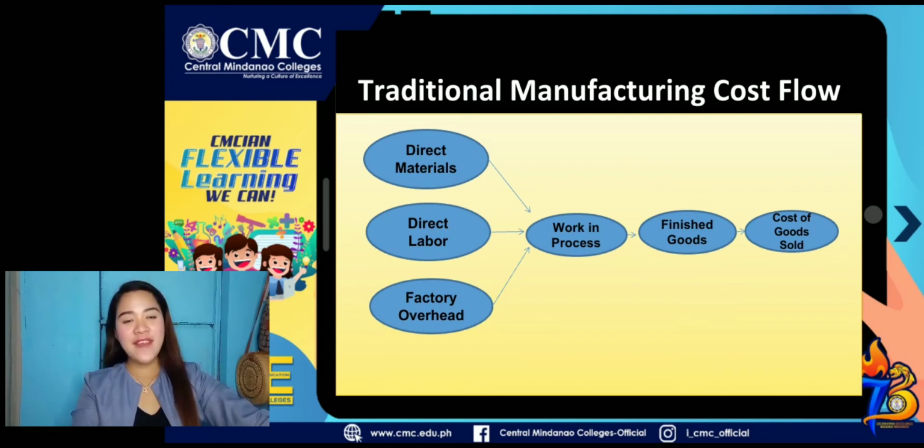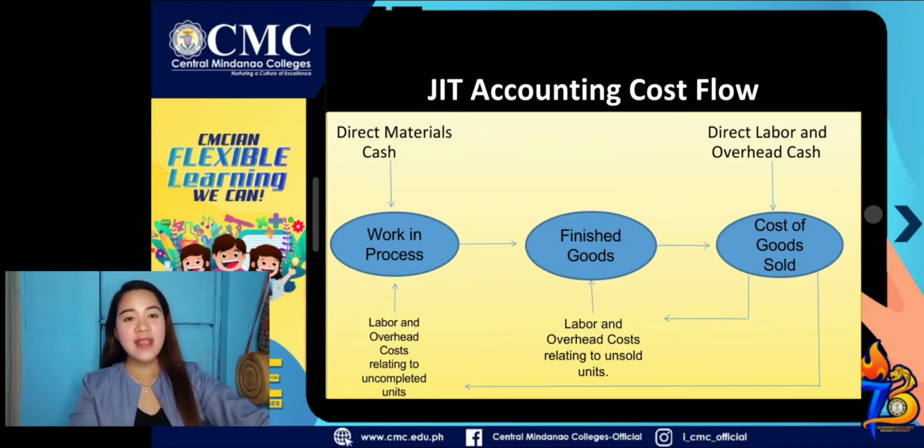So next, we have the traditional manufacturing cost flow, which is the direct materials, direct labor, and factory overhead. It is the work in process, finished goods, and cost of goods sold. So the JIT accounting cost flow: the work in process, the finished goods, and the cost of goods sold.